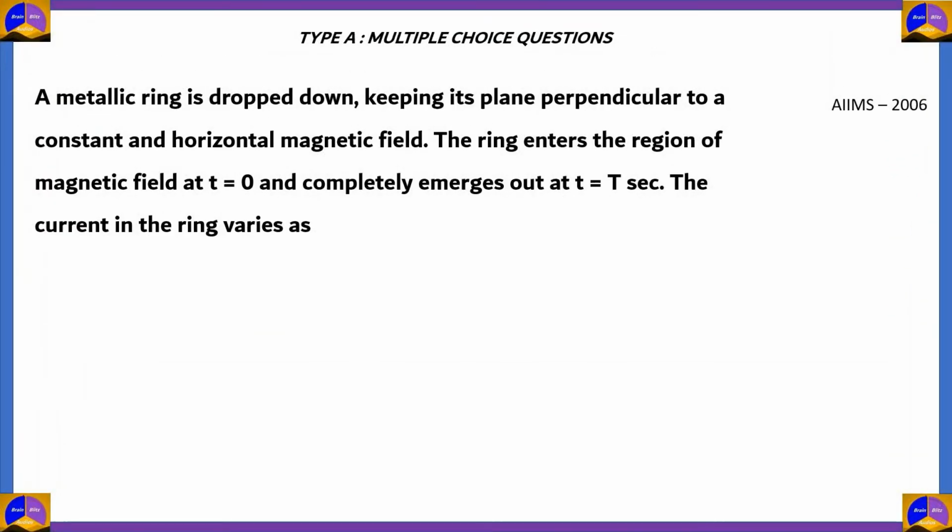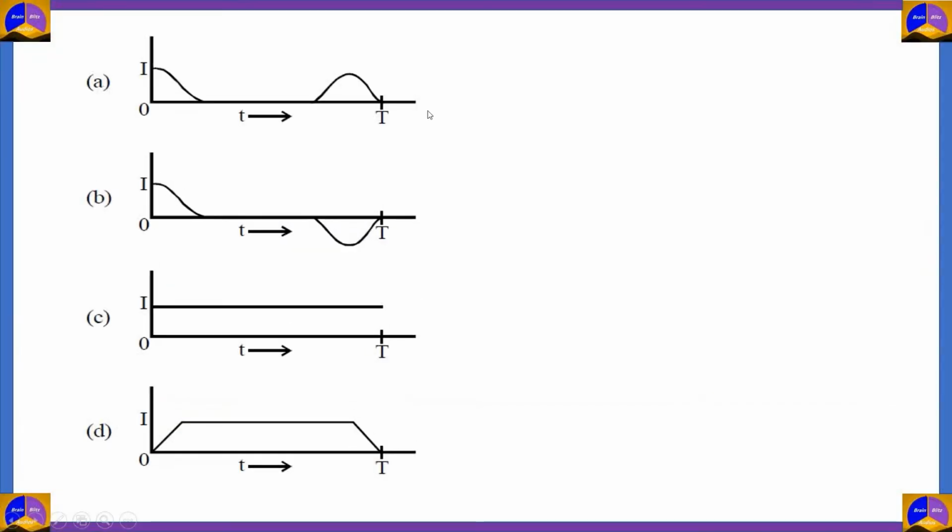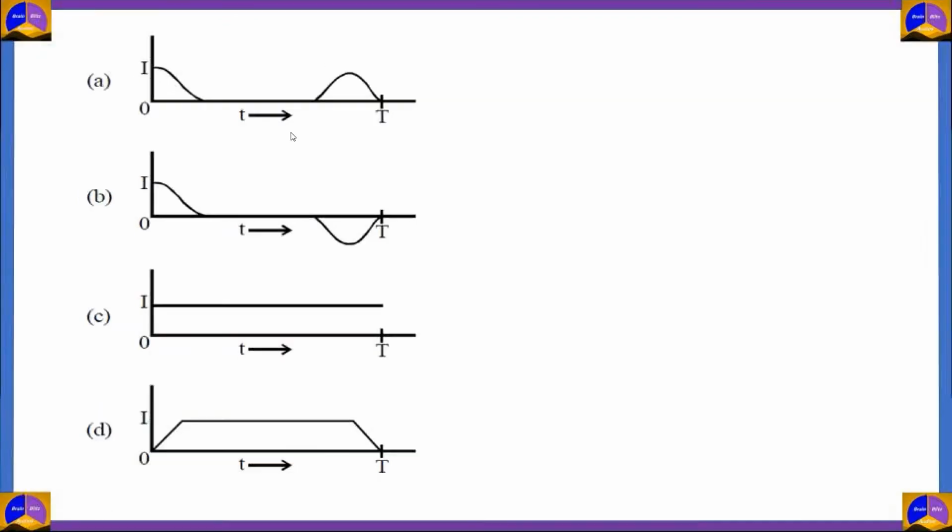Now, let's look at this question. A metallic ring is dropped down, keeping its plane perpendicular to a constant and horizontal magnetic field. The ring enters the region of magnetic field at t equal to 0 and completely emerges out at t equal to capital T seconds. The current in the ring varies as. These are the options given.